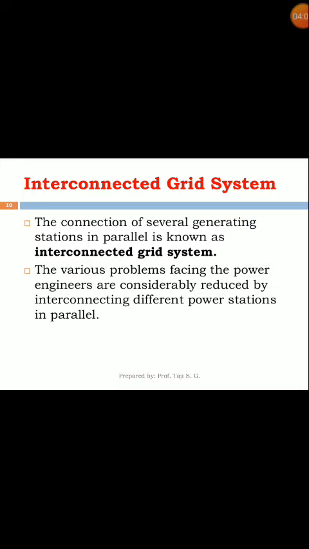Interconnected grid system. The connection of several generating stations in parallel is known as an interconnected grid system. The various problems facing the power engineers are considerably reduced by interconnecting different power stations in parallel.